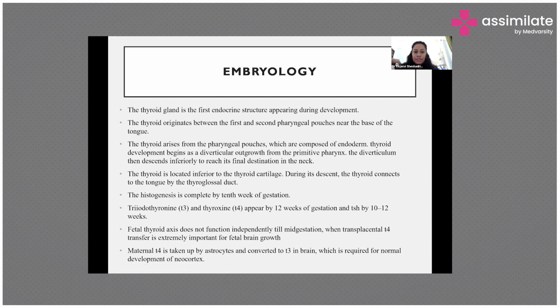The entire histogenesis is completed by 10 weeks gestation. By 12 weeks, the thyroid hormones, T3 and T4, appear, and TSH appears by 10 to 12 weeks. The fetus independently does not produce thyroid hormones until mid-gestation. What is important is the maternal transfer. The maternal transfer of thyroid hormones is very important for fetal brain growth. These maternal hormones are taken up by the astrocytes in the brain, and this is important for the development of the neocortex, or the brain.